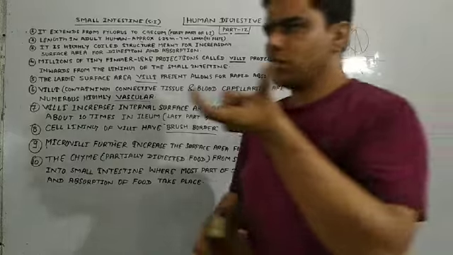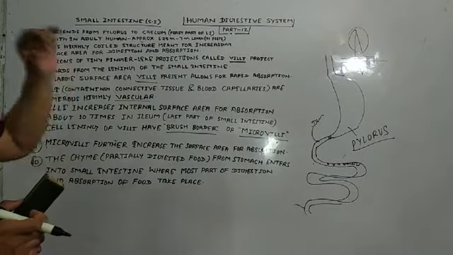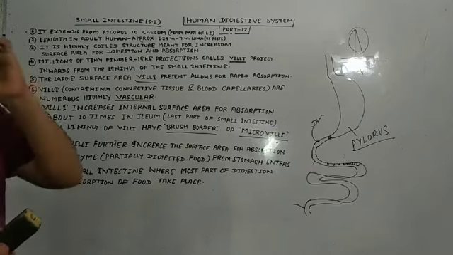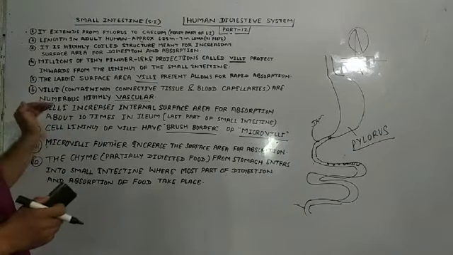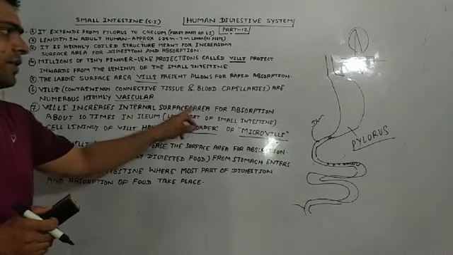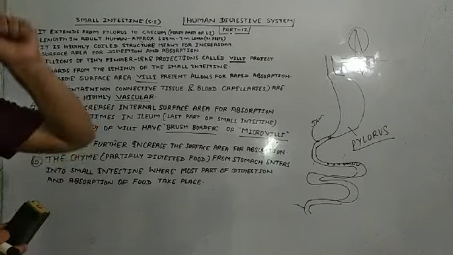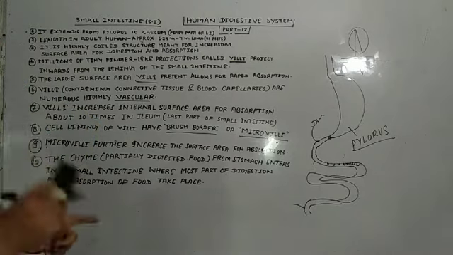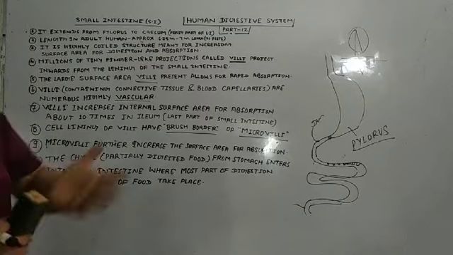Duodenum is a small part of the small intestine, and ileum is the longest part. So I mean to say that villi increase the internal surface area. They increase surface area in all the parts of the small intestine, but they increase the surface area of the ileum 10 times.